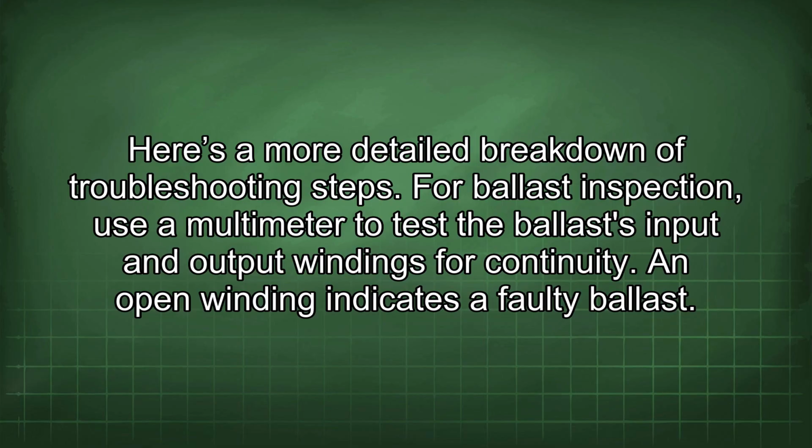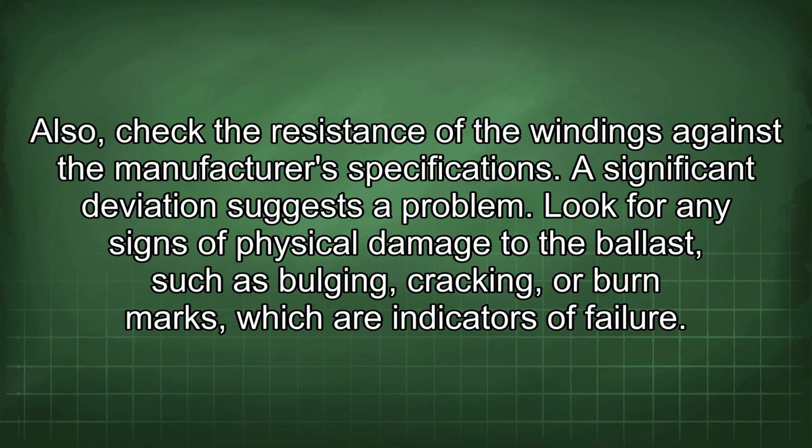For ballast inspection, use a multimeter to test the ballast input and output windings for continuity. An open winding indicates a faulty ballast. Also check the resistance of the windings against the manufacturer's specifications. A significant deviation suggests a problem. Look for any signs of physical damage to the ballast, such as bulging, cracking, or burn marks, which are indicators of failure.